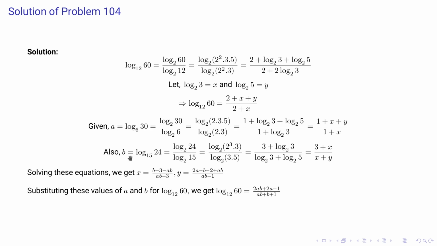And similarly for b, that is log of 24 with base 15, we split this with base 2 and then it becomes (3 plus x) by (x plus y). Now we have two equations in x and y. So we solve for x and y, and we will get x as (b plus 3 minus ab) by (ab minus 3), and y would be (2a minus b minus 2 plus ab) by (ab minus 1). Once we have these values of x and y, we can substitute for log 60 with base 12. We will get the end result as (2ab plus 2a minus 1) by (ab plus b plus 1).